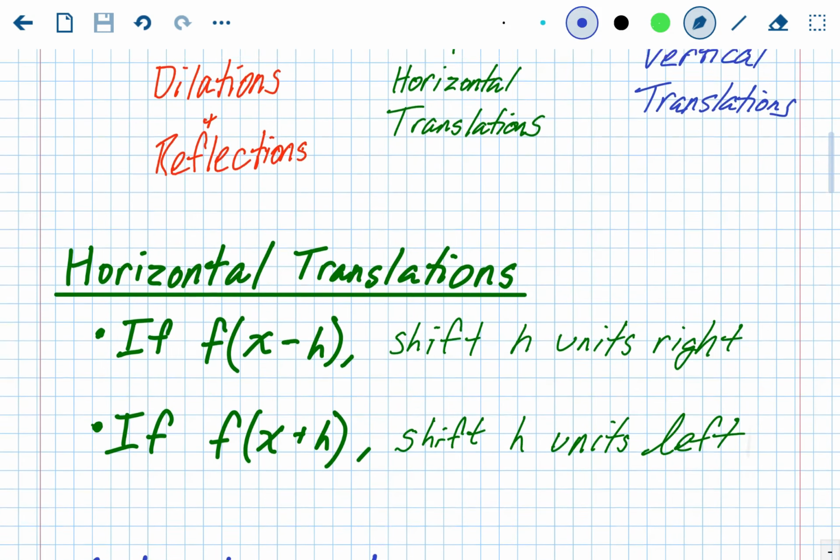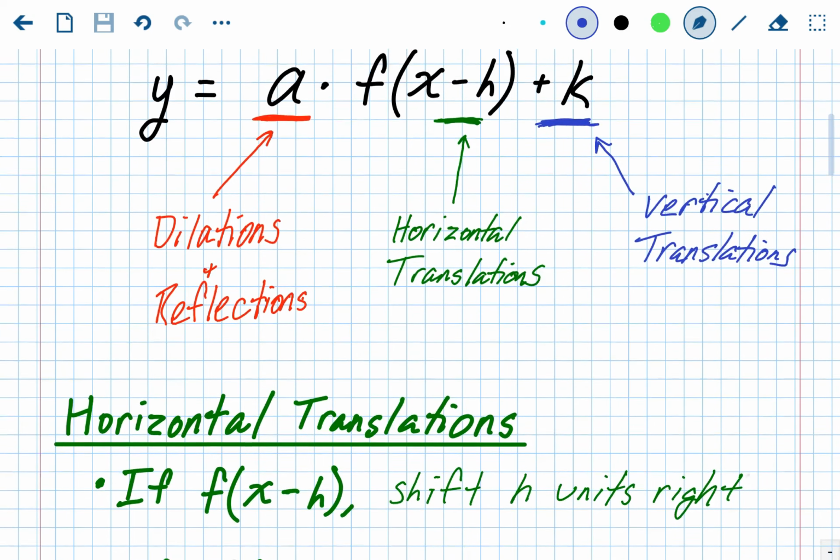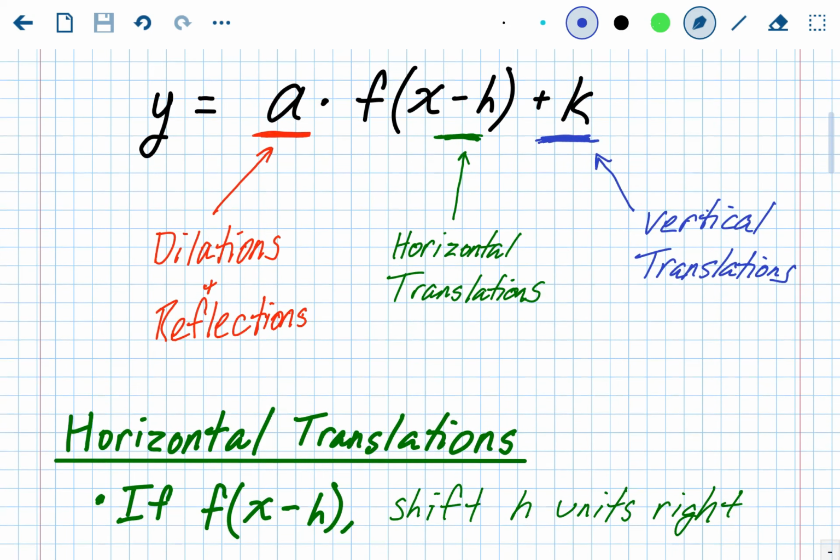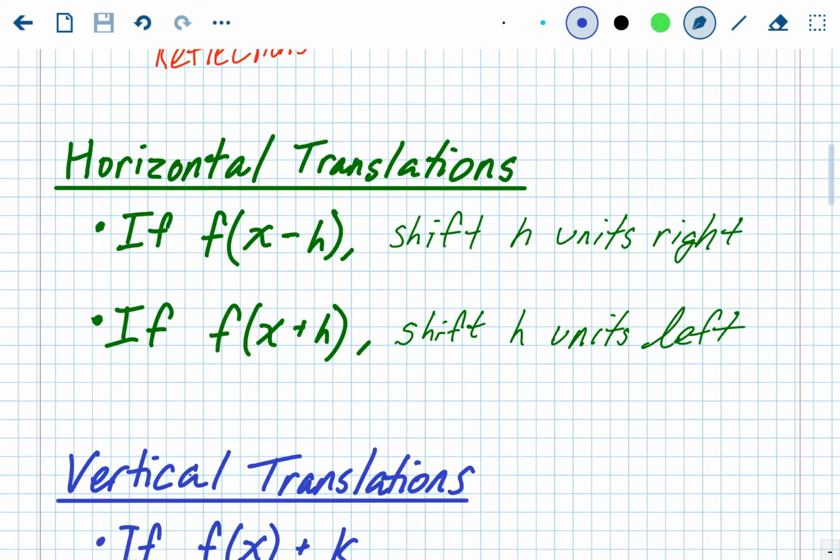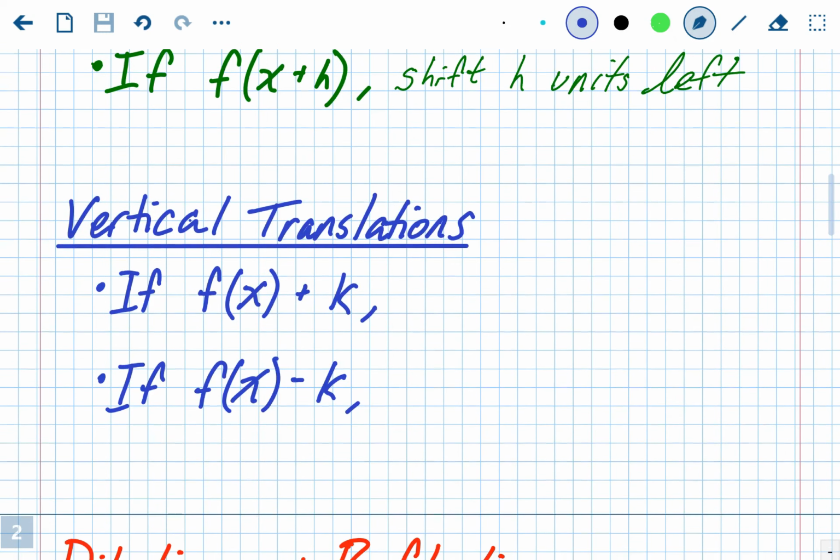All right, so same thing with the vertical translations. Whether you're adding or subtracting k in a vertical translation depends on if it moves up or down. So if you're doing f of x plus k, so you're adding a number to the end of the function, that's going to shift your graph up k units. And then, as you could probably guess, subtracting k at the end of the function will shift your graph down k units.